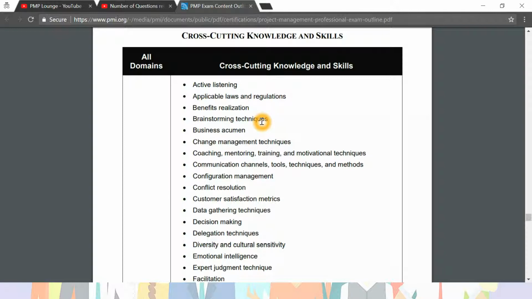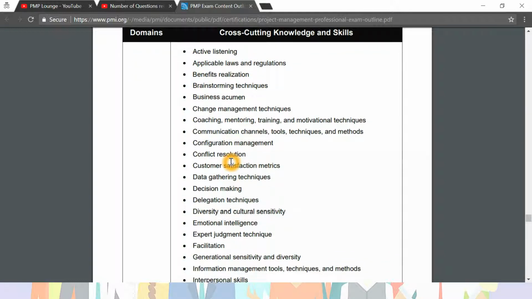Brainstorming techniques. Of course, you need a lot of brainstorming throughout the project life cycle, right? Business acumen, change management techniques. A lot of change management happens on projects. There is no project that has never faced change management for sure. Coaching, mentoring, training, and motivational techniques to keep your team alive and kicking. Communication channels, tools, techniques, and methods. Well, communication is the most important task of a project manager, and thus you need to be aware of these channels, tools, techniques, methods. This is a very important skill.